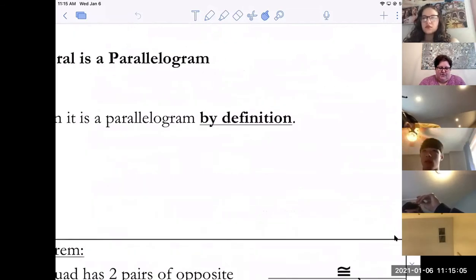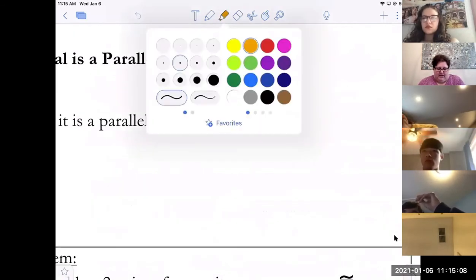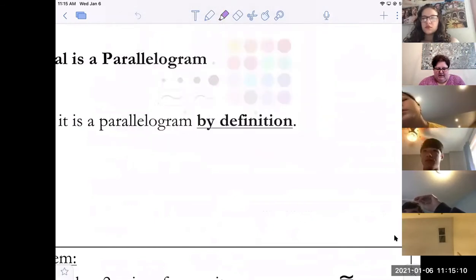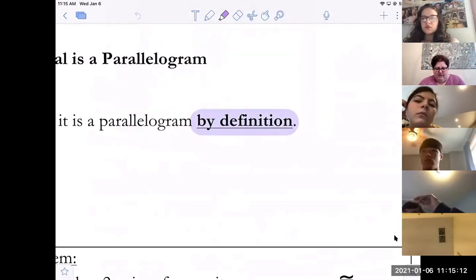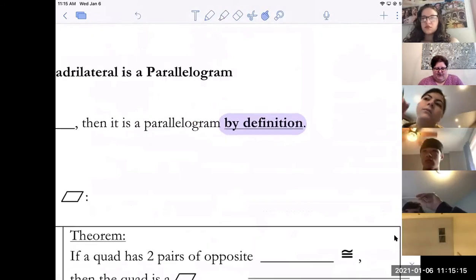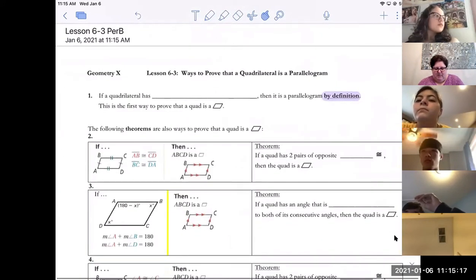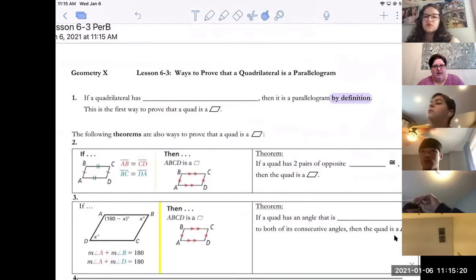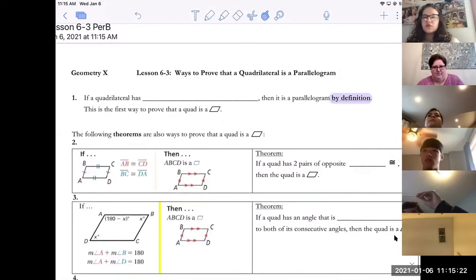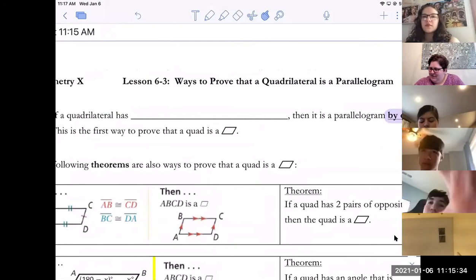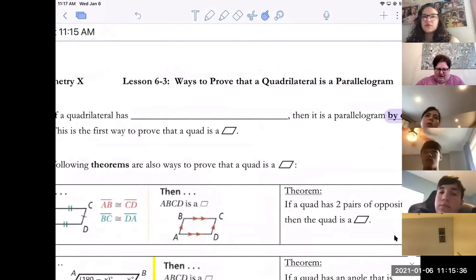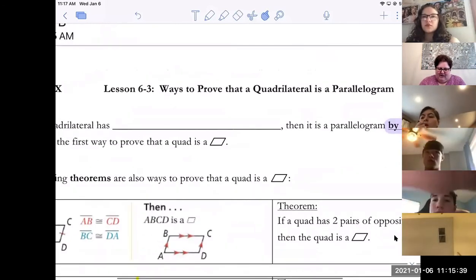Okay, the first one being the definition. We talked about the definition yesterday. Remember, definitions are biconditional. They're if and only if. So by definition, what would you need to know to make the quadrilateral a parallelogram? What would you have to know? They have two sets of parallel lines. Yes, thanks, Meg. So if you have a quadrilateral that has two pairs of parallel sides, then it's a parallelogram by definition.